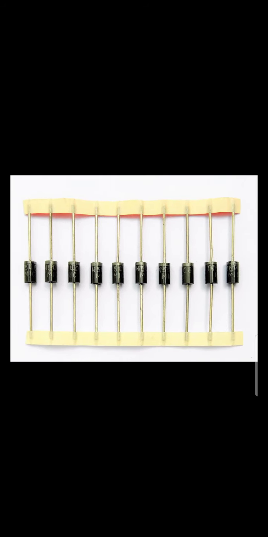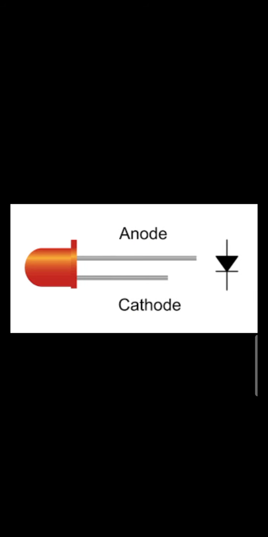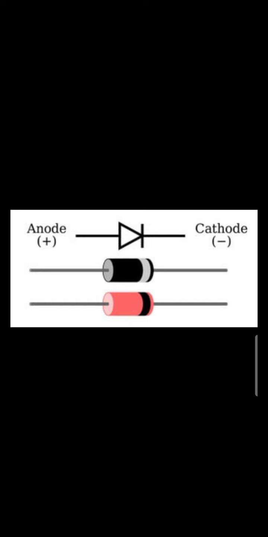A diode just looks like this shape, like one cylindrical shape. On the other side there are the terminals. These are generally made of good conductors of heat and electricity. Generally, a diode consists of two poles, these are anode and cathode.